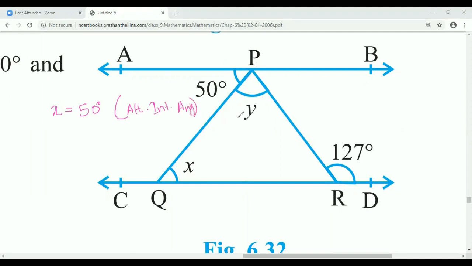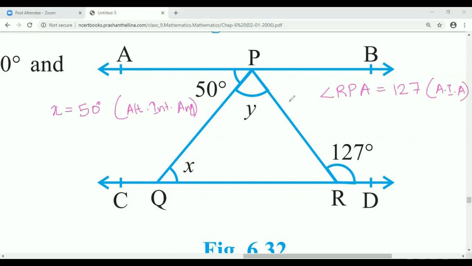So it remains to find the measurement of y. We can find the measurement of y in many ways. If angle PRD is 127, that means the measurement of angle RPA is also 127. The reason is the same, that is also an alternate interior angle.